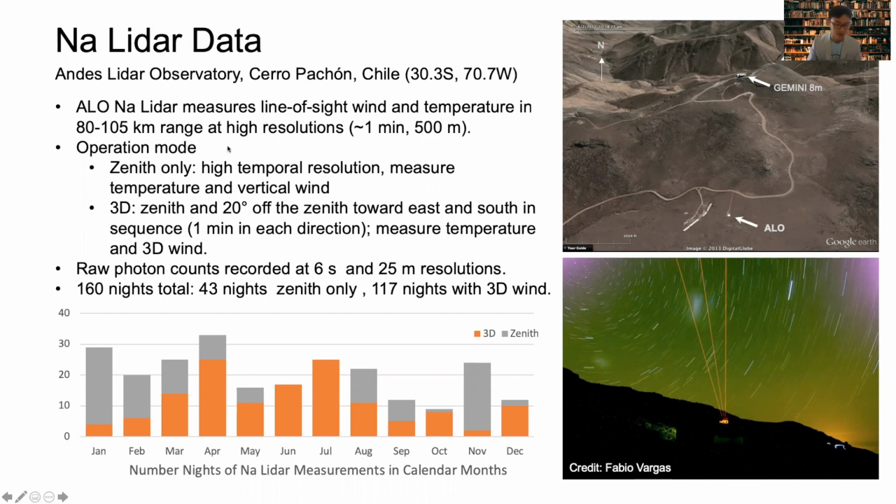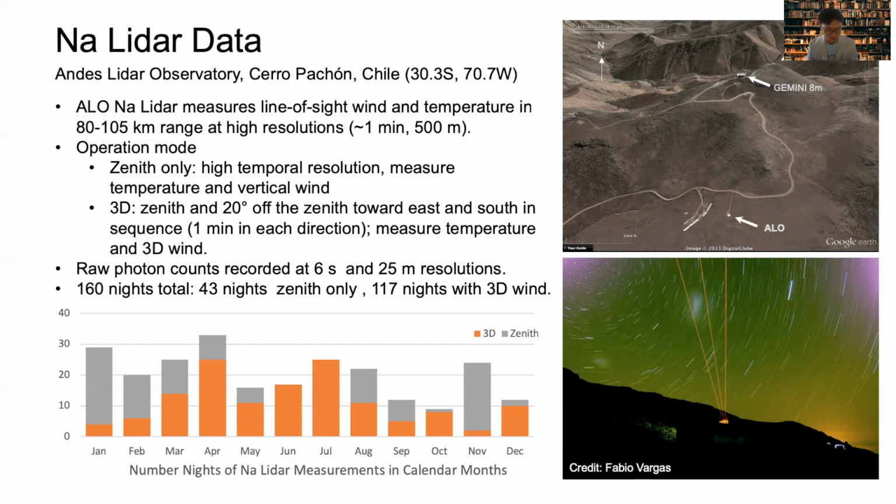The lidar has two operation modes. The first mode is the zenith-only mode. In this mode, the laser measures temperature and vertical wind. The second mode is the 3D mode. In this mode, the laser is pointed toward the zenith and 20 degrees off the zenith toward east and south in sequence, like this, 1 minute in each direction, measuring temperature and 3D wind. The raw photon counts were recorded at 6 second and 25 meter resolutions.